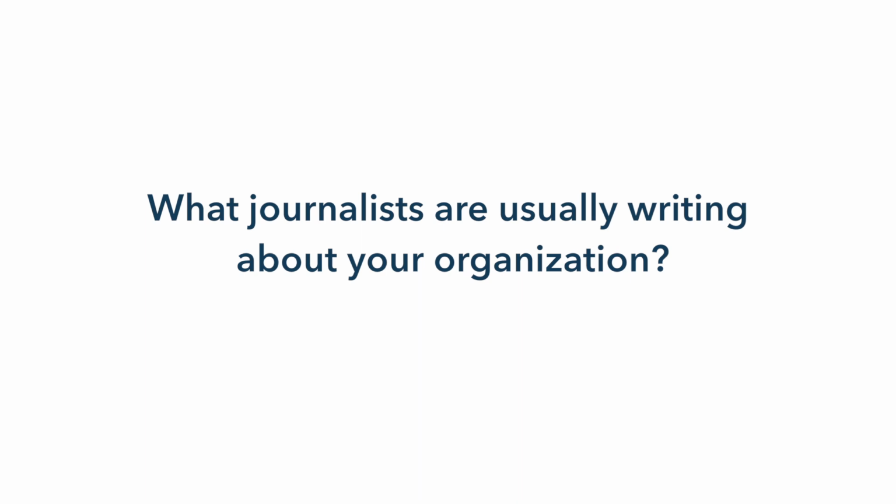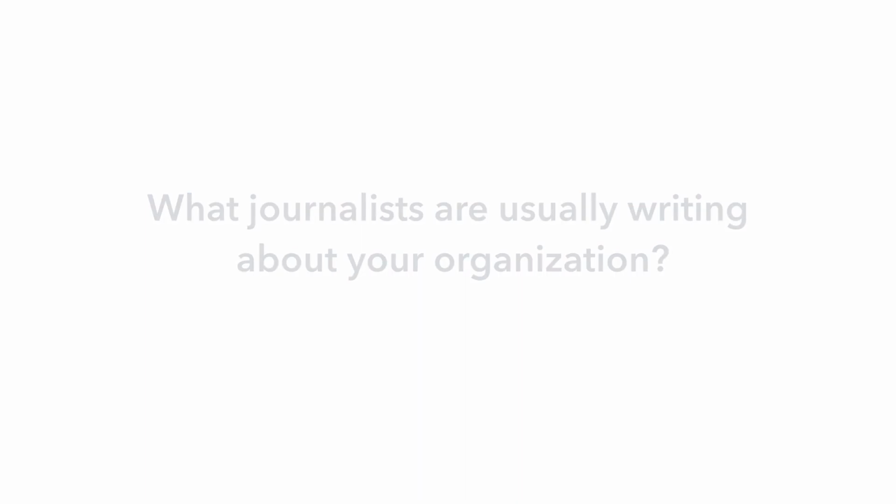You also might start to identify what journalists are usually writing about your organization. So think about who's covered you in the past, who's quoted you in the past, who is writing about your issues. So think about the people who talk about the things that are important to your organizations. You want to see what they're thinking about all the time.